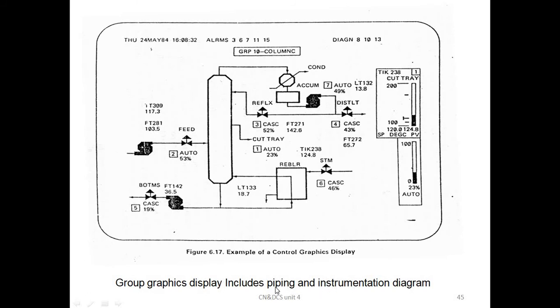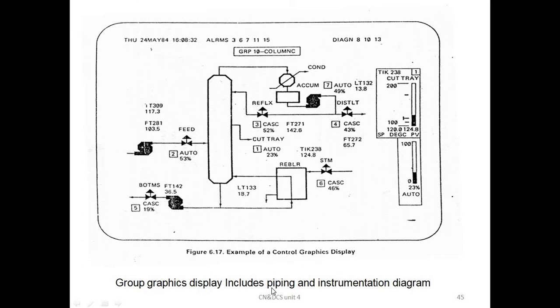Graphic displays include a piping and instrumentation diagram. Here the lower pressure and the high pressure. Here the condensate extraction pump, then economizer, then economizer to the boiler, then boiler to the air heater, to display the temperature level in the auto mode and the manual mode. That is an example of control graphic display.